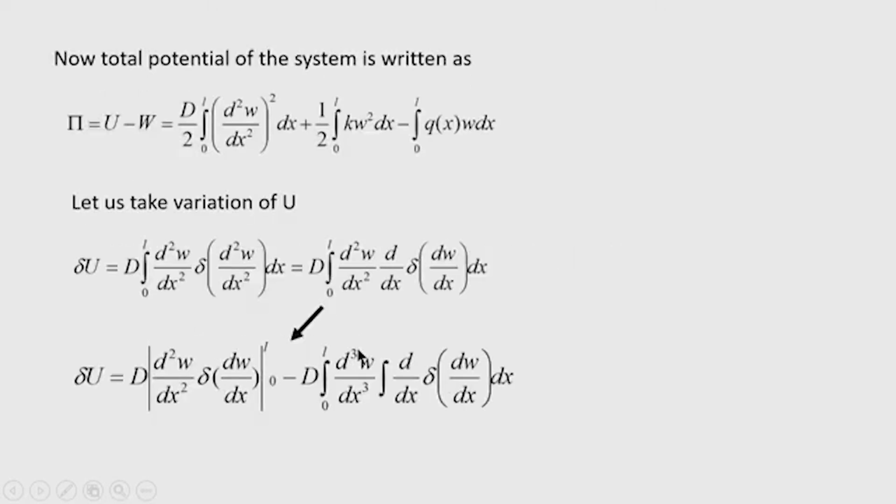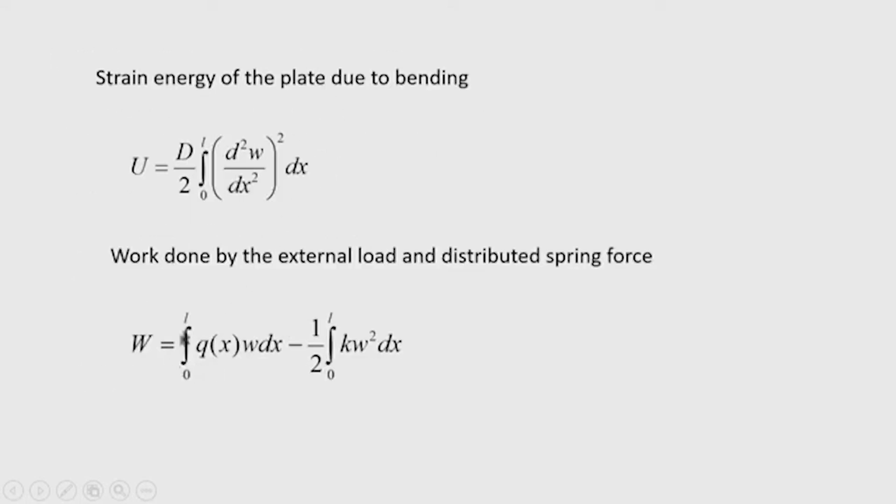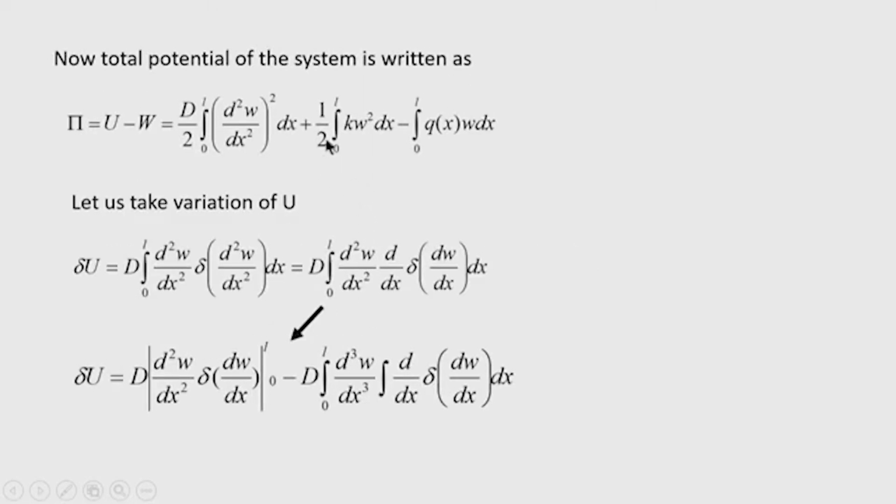Now, we write the total potential pi equal to U minus W. So, U is D by 2 integral 0 to L (d square w by dx square) whole square into dx minus W, and what is W? W we have got two components. The first component is due to this distributed external load, and the second component is due to spring reaction. So, the spring work was negative there, and it is now becoming positive, because minus W is there, and the work done due to distributed loading.